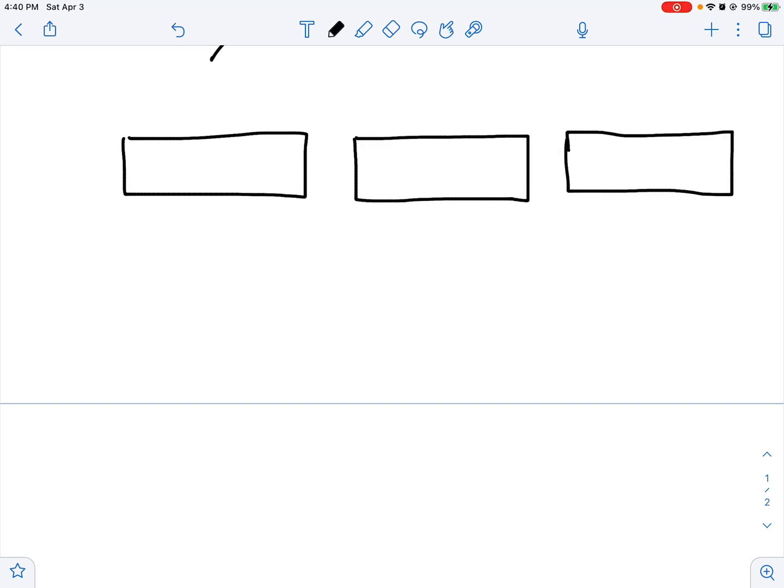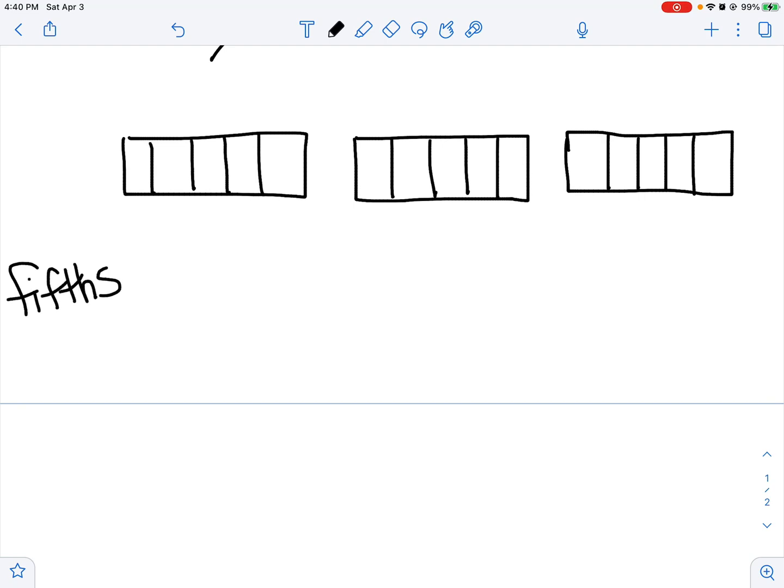And maybe I decide to break each granola bar into fifths. 1, 2, 3, 4. 1, 2, 3, 4. 1, 2, 3. So I've broken each granola bar into fifths, which means each granola bar has 5 equal parts. And I can say that each part is 1/5. Right? Each part is 1/5.